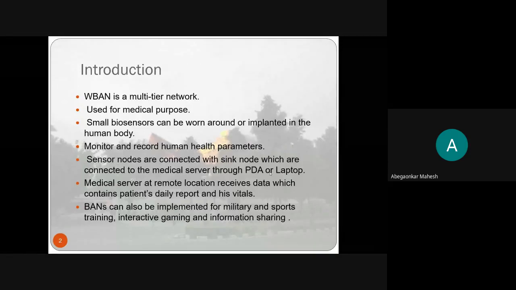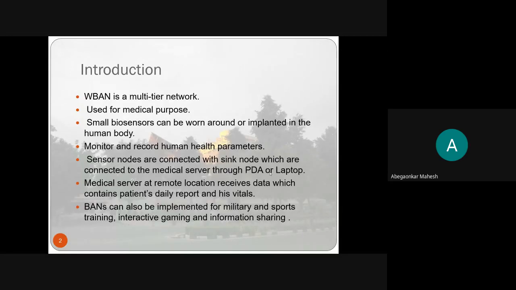In the body area network case, the sensor nodes are connected with a sink node, which is connected to the medical server through a PDA or a laptop. The medical server, at a remote location, receives data which contains the patient's daily reports and vitals. So the sensors will be on your body. You will communicate through those sensors to a PDA or a laptop. It could be your mobile handset as well. That handset will transmit the signals to the medical servers, which will be accessible to doctors. This will have the patient's daily reports and his vitals in critical cases.